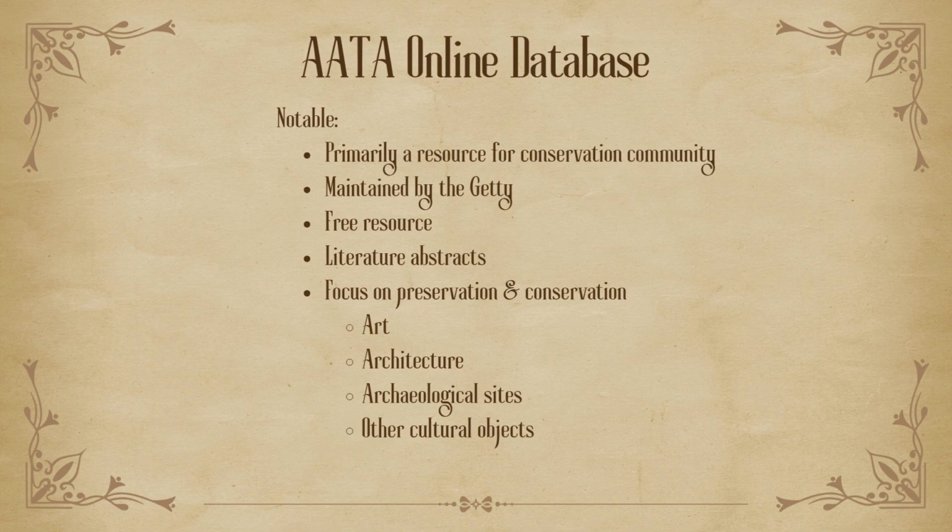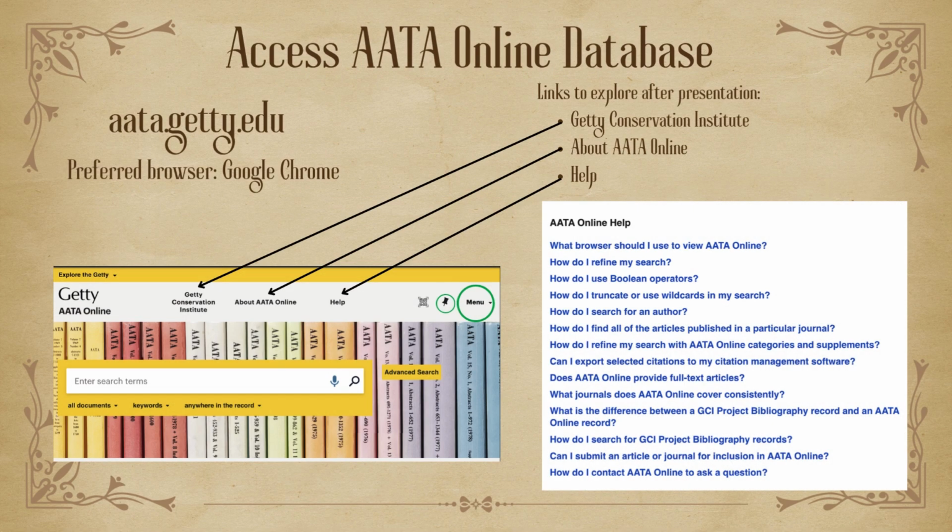AATA is primarily a resource for the conservation community, which has been maintained by the Getty since 1983. The database is a free resource that provides access to literature abstracts from journals, books, and other relevant publications, focusing on the preservation and conservation of art, architecture, archaeological sites, and other cultural objects. You can access the AATA online database by visiting aata.getty.edu. Google Chrome is the preferred browser.